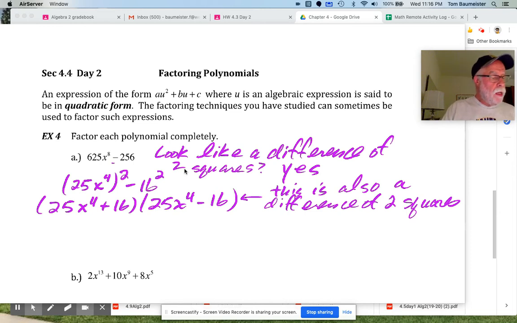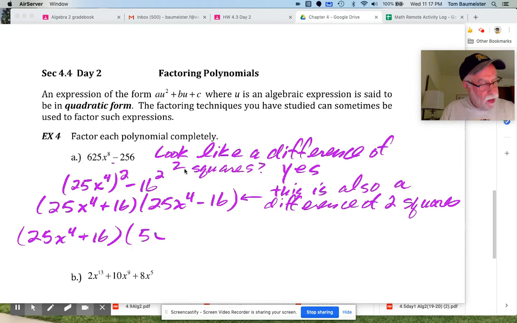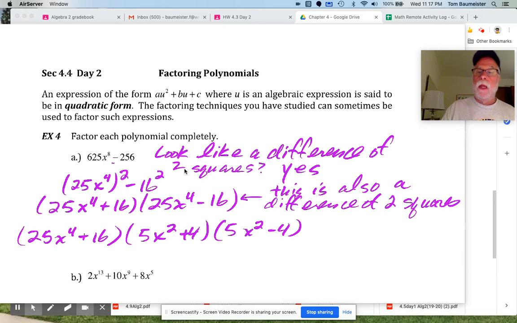All right. So on that one there, the first one stays the same because we have a plus sign there, so we know it's not a difference of two squares. But remember, 5 times 5 is 25, so we can write this as 25x squared, and 16 is 4 times 4 plus 4, and 5x squared minus 4. And we are done with that one. Okay.